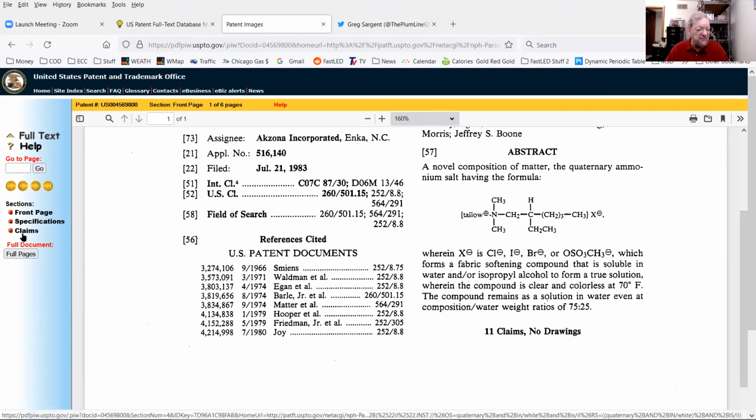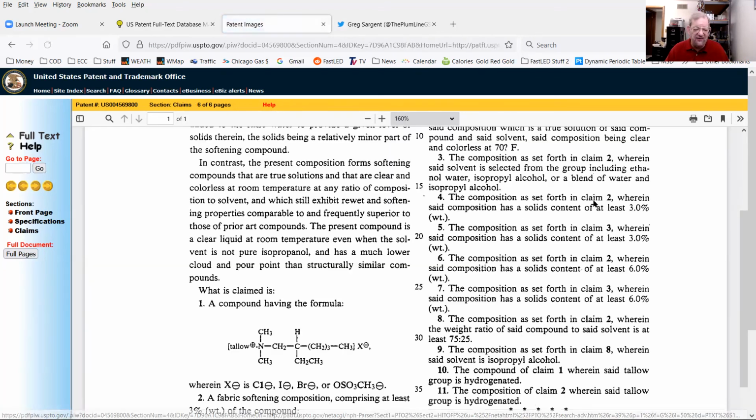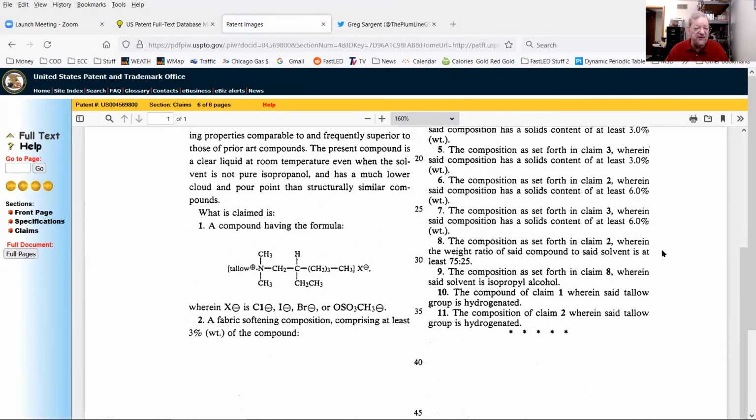Now let me show you something about patents. The most important part of a patent is the claims. And see what's claimed? A patent is this compound. And now you can understand what that is, that it's a quaternary ammonium salt.